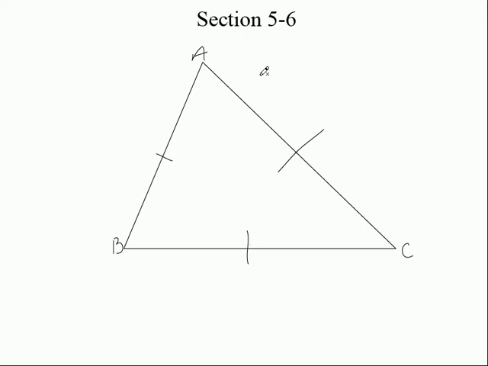So what's the smallest angle in this triangle? Angle C, so that's the smallest one. What's the largest angle in this triangle? Angle B, because it's opposite the largest side. And then the medium one, the one that's in the middle, kind of like the three little bears.